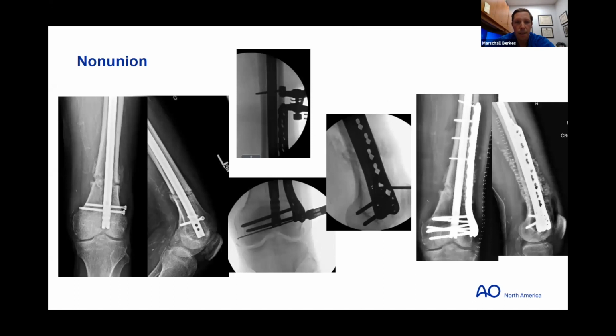Non-unions, you can do it in non-union cases. This is a situation where I just left the nail in place, plate around it, compress it, and actually got a couple of these screws through the nail distally after we had compressed.